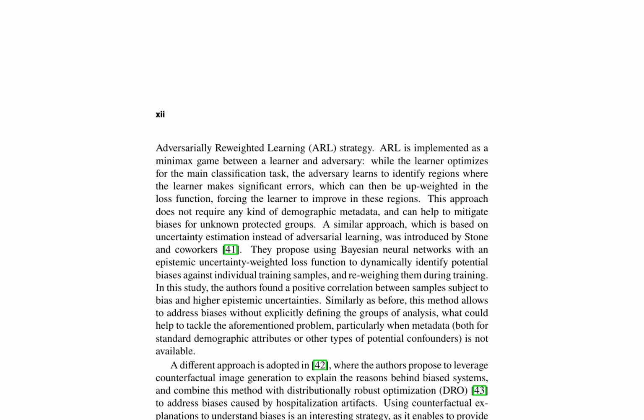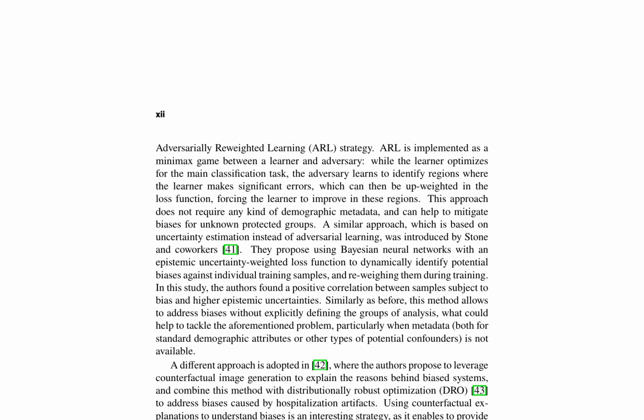The paper also discusses an approach based on uncertainty estimation instead of adversarial learning, proposed by Stone and coworkers. They suggest using Bayesian neural networks with an epistemic uncertainty-weighted loss function to dynamically identify potential biases against individual training samples and reweigh them during training. The authors found a positive correlation between samples subject to bias and higher epistemic uncertainties.